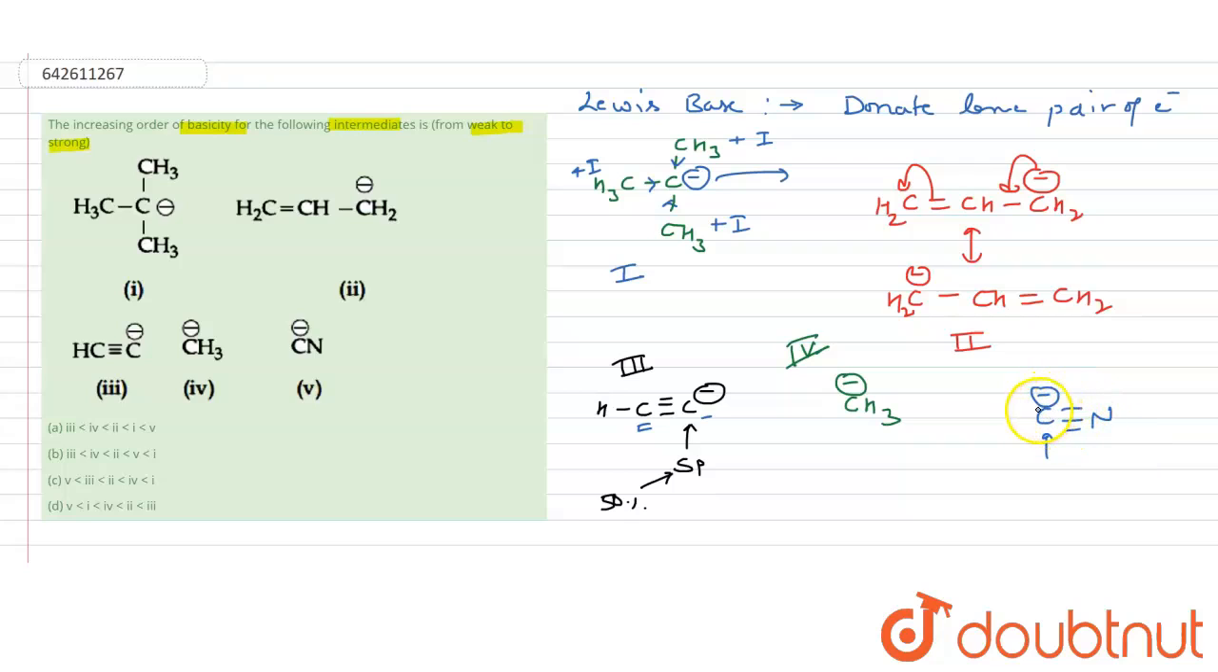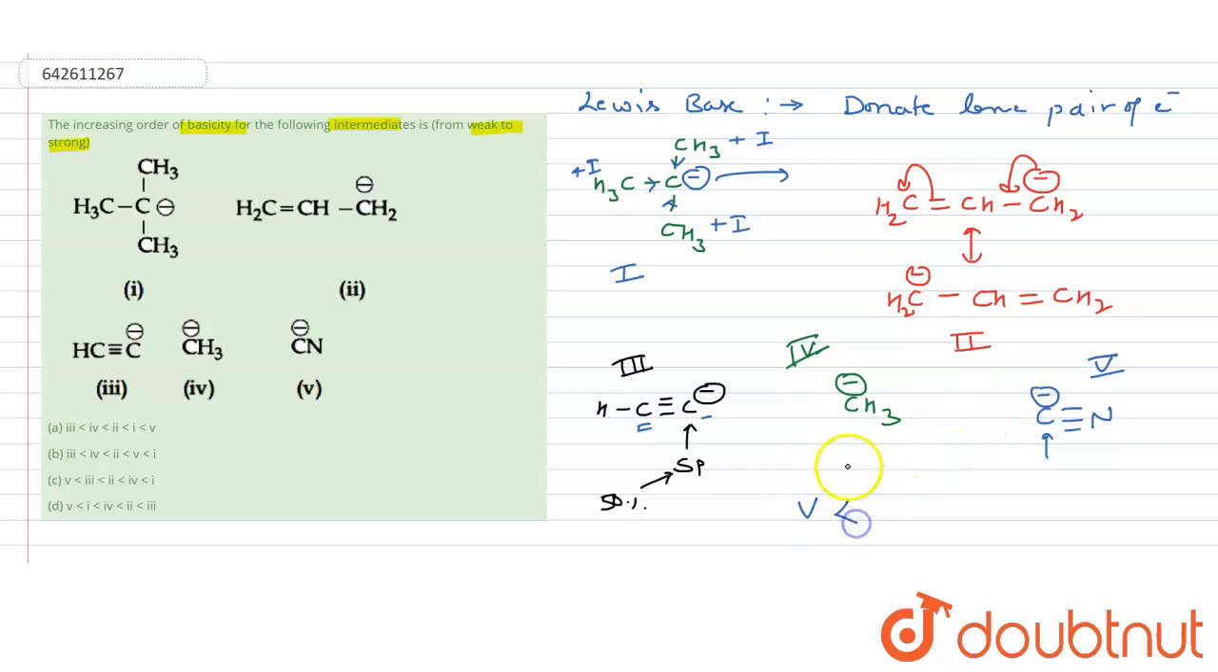So that means it cannot donate its electron very easily, so it cannot act as a good base. Its basicity will be very low. So this is our fifth species. If I arrange it, the weakest base will be the fifth, that is cyanide.